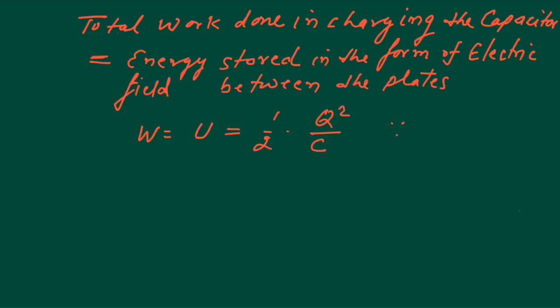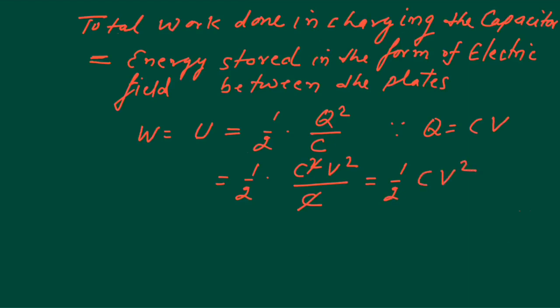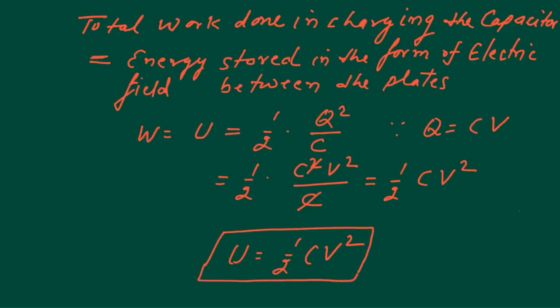We know Q equal to CV. So we can put this value here, C square V square divided by C, cancelled out, and it will be half CV square. This is a very important relation, U equal to half CV square. Therefore, this energy depends on the capacitance of the capacitor and the potential difference between the two plates of the capacitor.